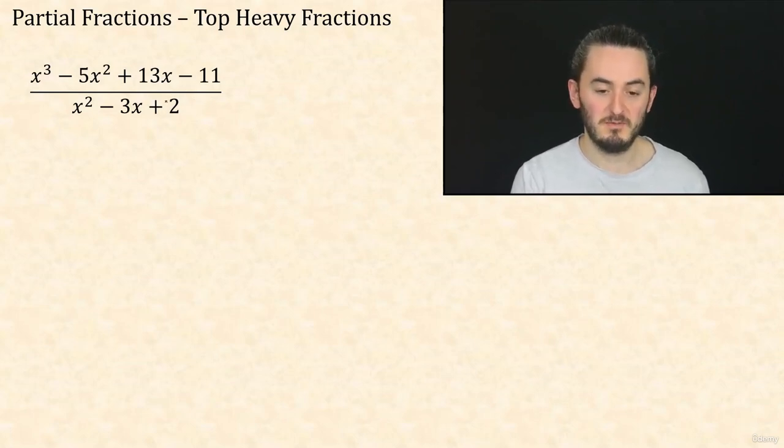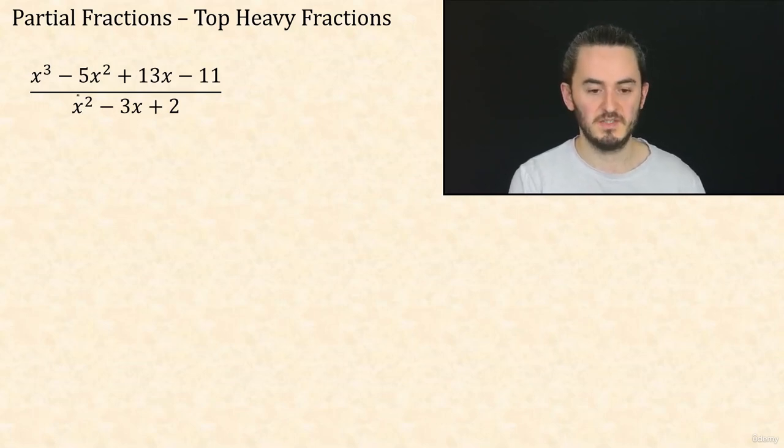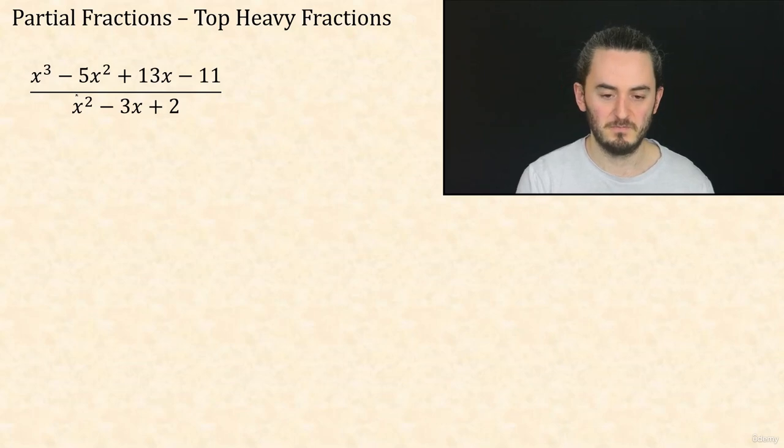I mean a top-heavy fraction when the order of the top is bigger than the order of the bottom. What's the order? It's just the biggest power. And strictly speaking, I mean when the order of the top is greater than or equal to the order of the bottom. So here the biggest power is 3 because it's cubic. And here the biggest power is 2 because it's quadratic. So this is a top-heavy fraction.